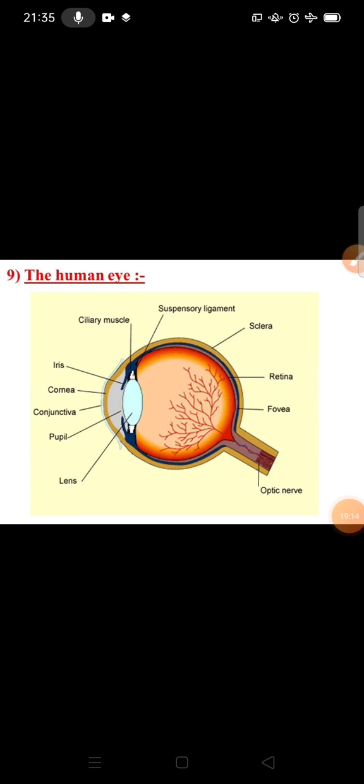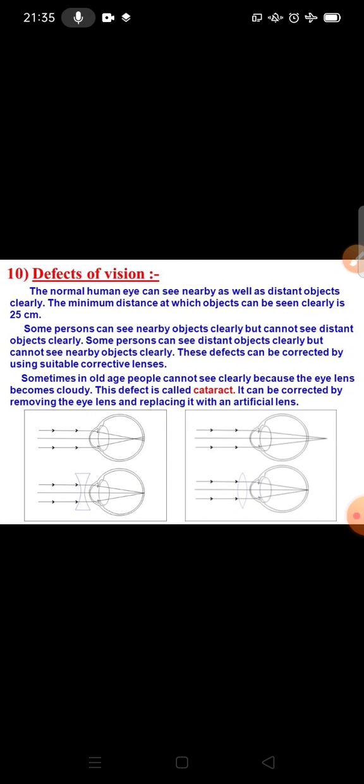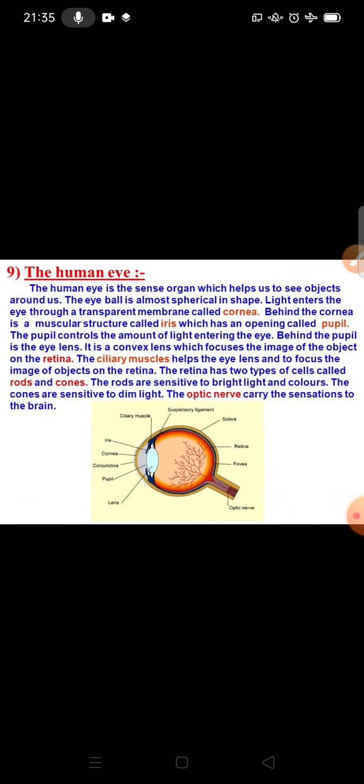So you can read this chapter also: the function of the human eye, how you can take care of the eyes, defects of vision.